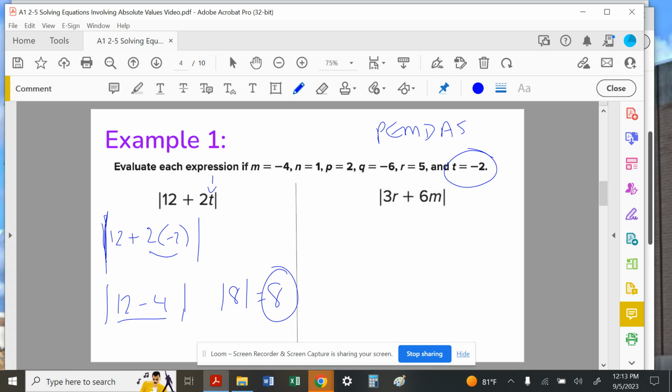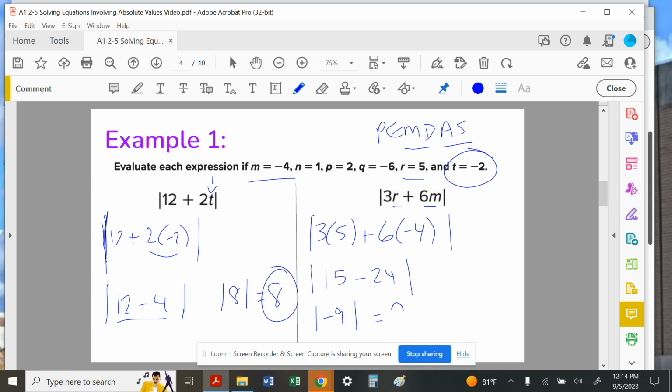Okay, now the next one I have r equals 5, m equals -4. I'm going to plug them in here. So I have the absolute value of 3 times 5 plus 6 times -4. Then I take care of the multiplication, because there are no exponents. So that's 15 minus 24. Then I take care of addition and subtraction. 15 minus 24 is -9. And then the distance from 0 of -9 is +9. So the answer would be +9. Okay.